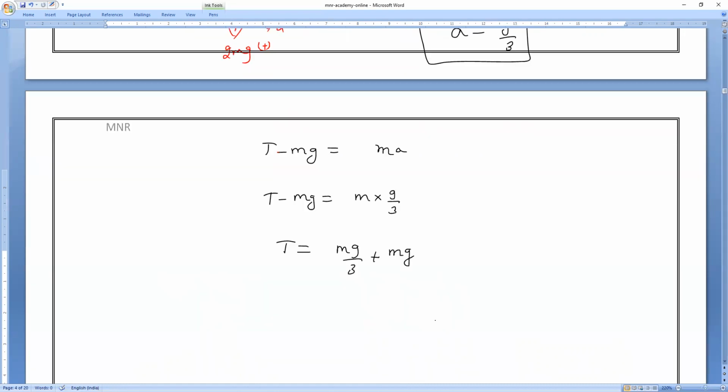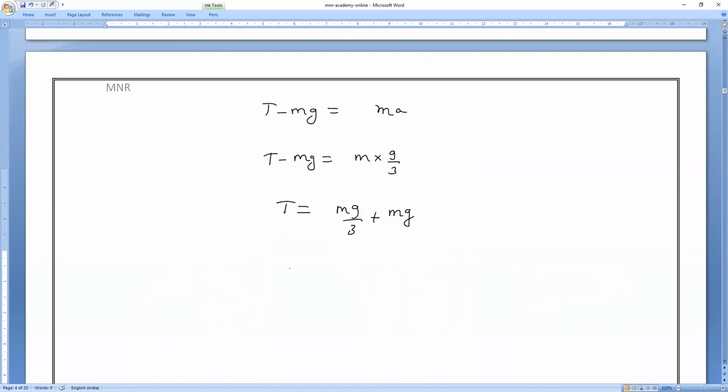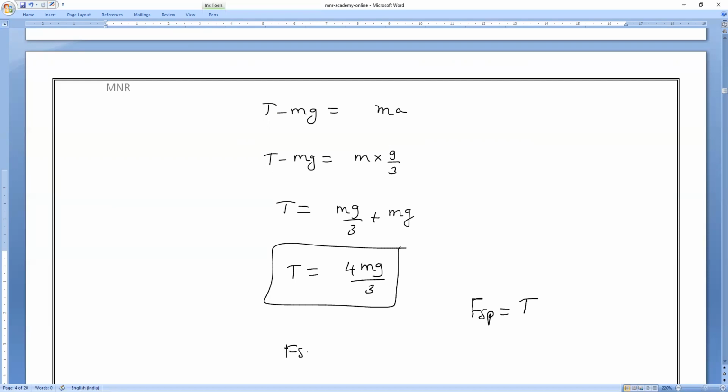So what is the answer? Tension is equal to 4mg by 3. That is the tension I got. But we all know that for the spring force we have to find the elongation. So spring force is equal to tension. So I will say F_sp is the spring force, keep it in mind, subscript. So F_sp is equal to 4mg by 3.